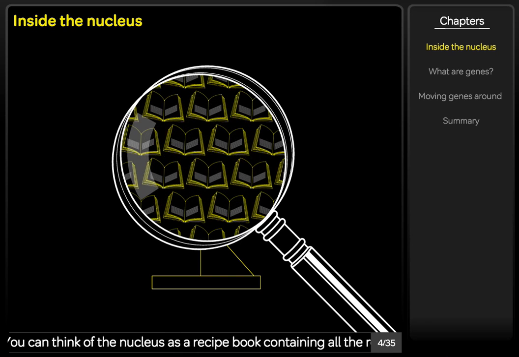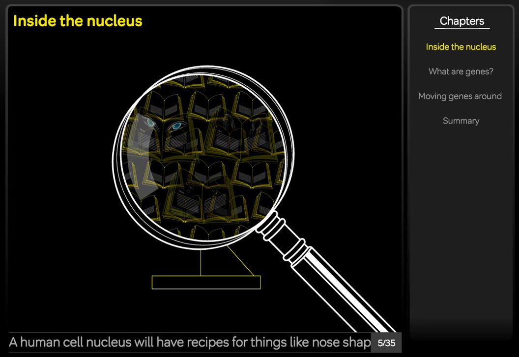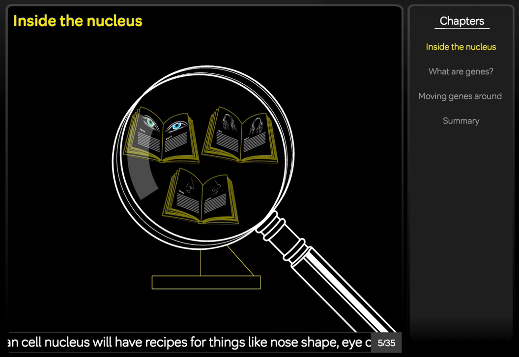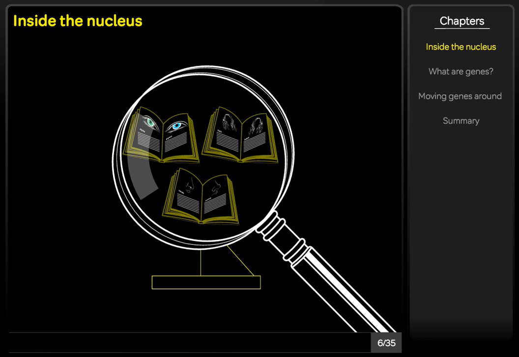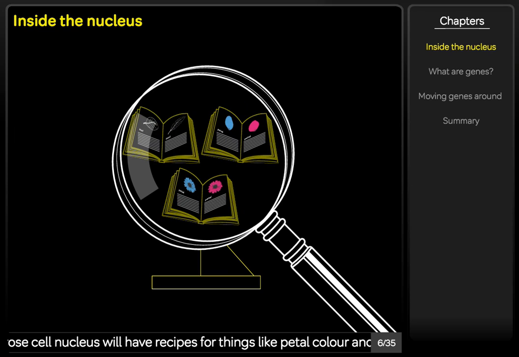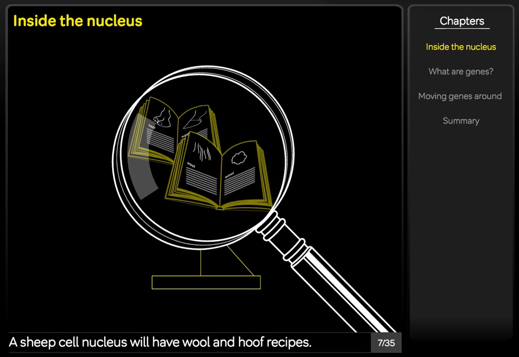You can think of the nucleus as a recipe book containing all the recipes needed to make the different bits of an organism. A human cell nucleus will have recipes for things like nose shape, eye colour, and hair colour. A rose cell nucleus will have recipes for things like petal colour and leaf shape. A sheep cell nucleus will have wool and hoof recipes.